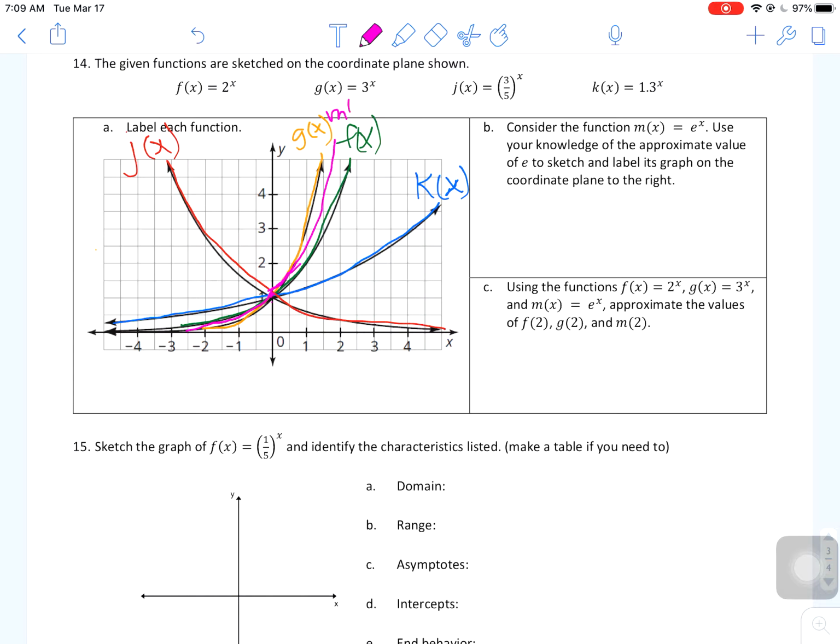And I'm going to label that m of x. So again, that's in between 2 to the x and 3 to the x. And I wanted to make it closer to 3 to the x, but my graph's a little bit off.